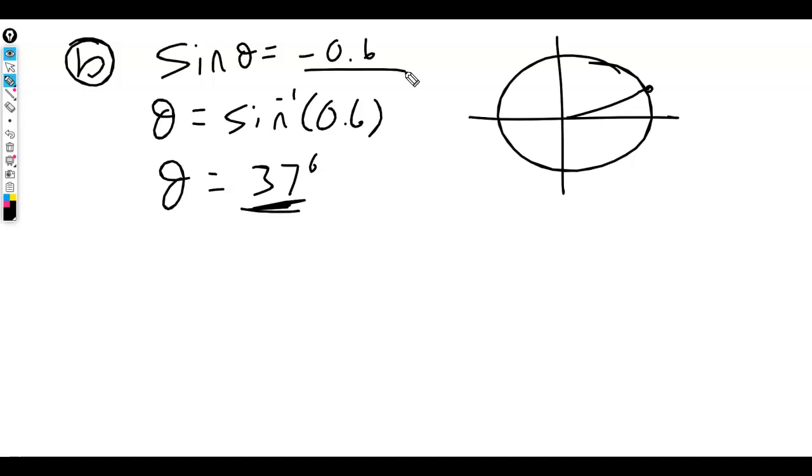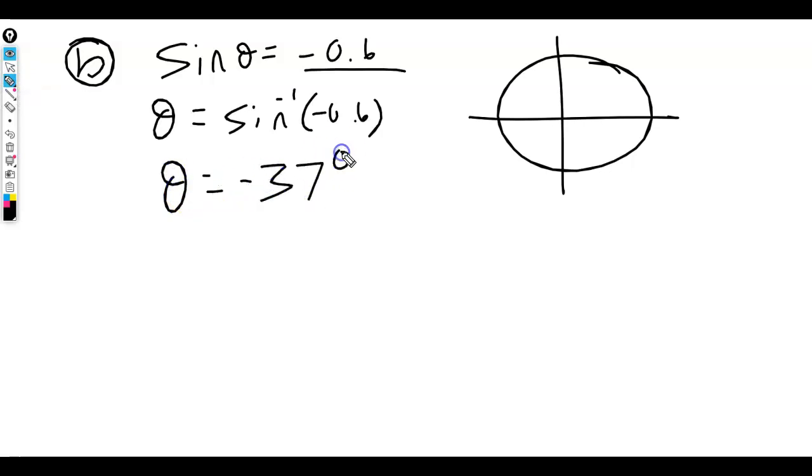Let me back up. Actually, I just realized I have a boo-boo. Backing up. Not punching the calculator right. I forgot to make it a negative. Let me try that again. Arc sine of negative 0.6. It's negative 37 degrees. Same answer, it's just negative. There we go. Now, that is a little bit more challenging.